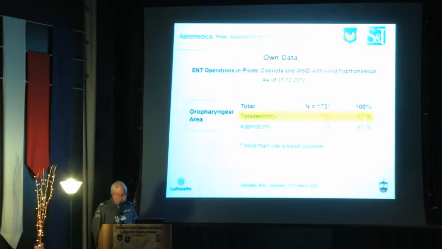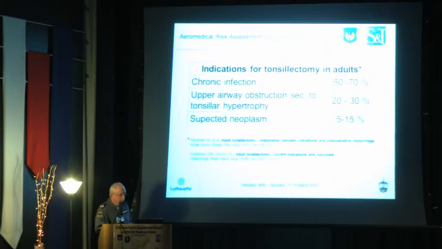So let's go to tonsillectomy. We had 173 operations in the oropharyngeal area. The most are tonsillectomies and sometimes combined with adenotomy. And the indications for tonsillectomy are mostly chronic infections, followed by upper airway obstruction secondary to tonsillar hypertrophy, connected with sleep apnea syndrome, and 5 to 15% suspected neoplasm.